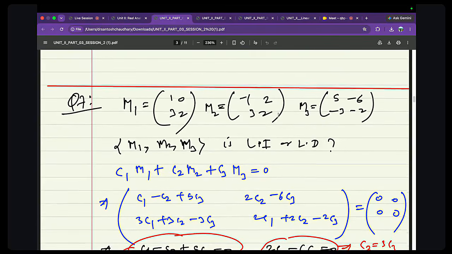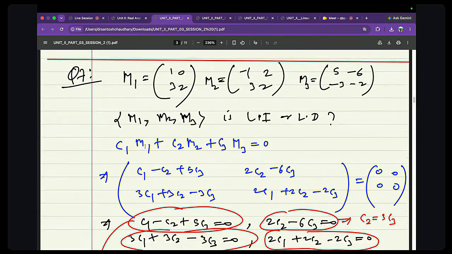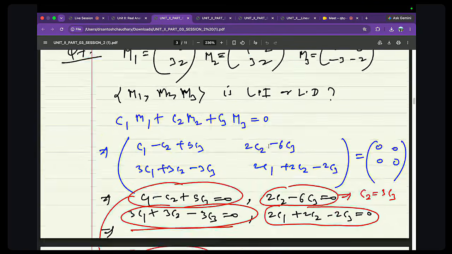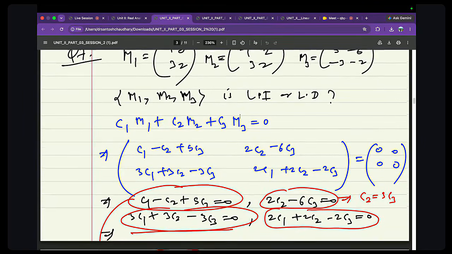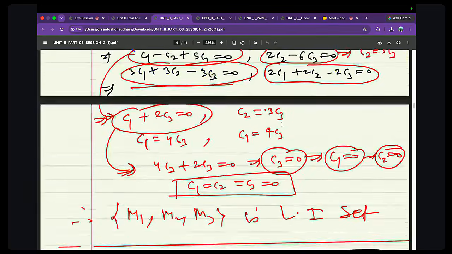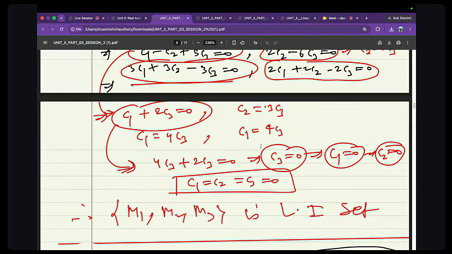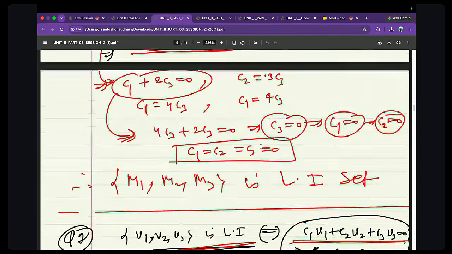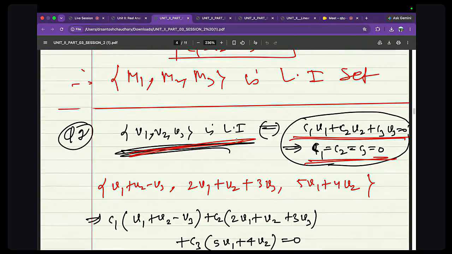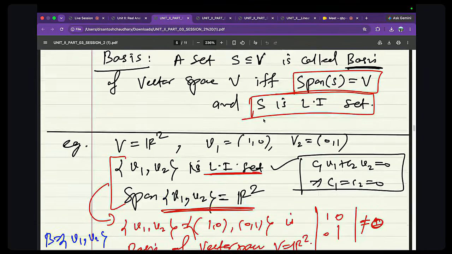Like in this example, I have taken 3 matrices, and you can check whether they are LI or LD. So I am solving c1M1 + c2M2 + c3M3 = 0. You just multiply these matrices, and there will be one matrix. Then you put all entries 0, simplify and solve. So 4 equations are there. If you solve, you get c1, c2, c3 all 0, which means these 3 matrices are linearly independent. Okay. So this you already know. These 3 vectors are LI. If you put the linear combination 0, all ci will be 0. So this was the doubt, I think.